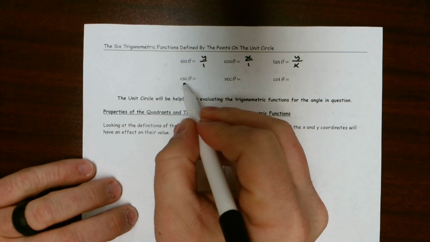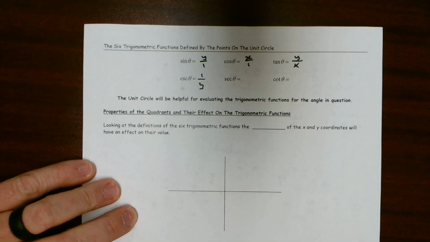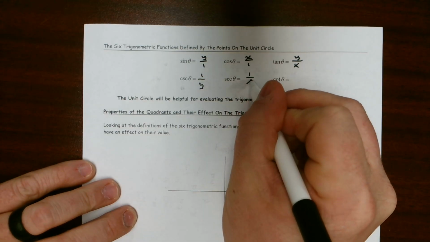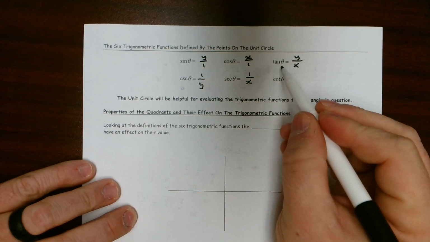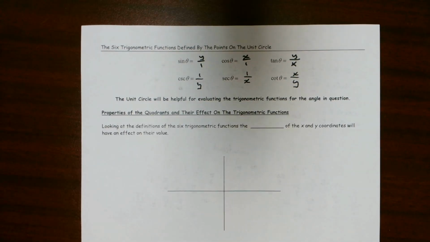Now this function right here, cosecant, is the reciprocal of sine, so it's going to be 1 over y, or your y value flipped upside down. Secant is the reciprocal of cosine, or your cosine value flipped upside down, and cotangent is the reciprocal of tangent, or your tangent value flipped upside down.